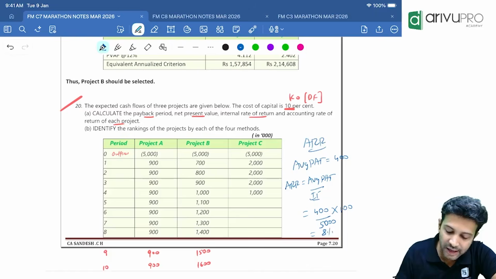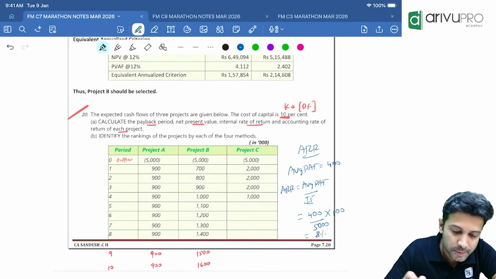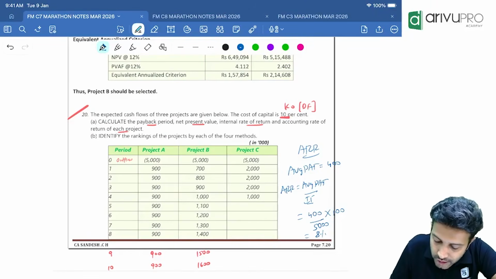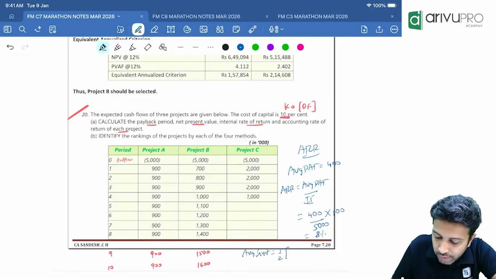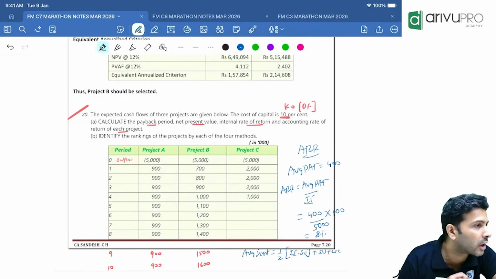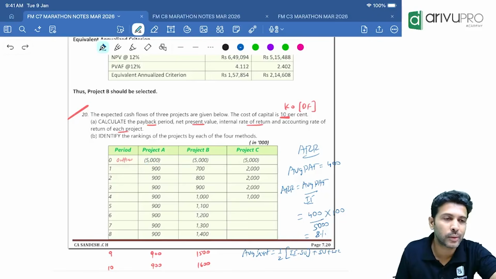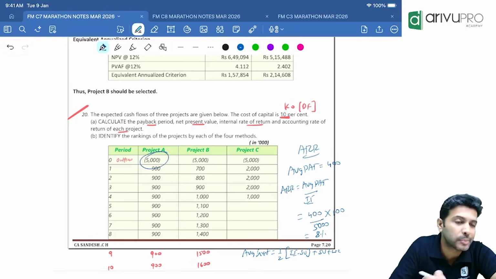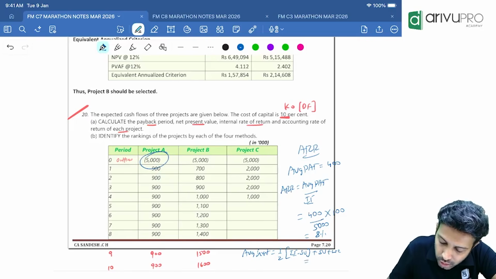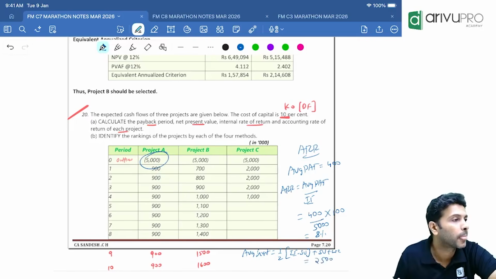That is using initial investment. Let's calculate using average investment. So first, how do you get average investment? What is the formula? Half of initial investment minus salvage value plus working capital. Here salvage value not given. What is initial investment? 5,000. Salvage value, working capital not given. So effectively you have to do half of initial investment. That's all it is. How much is that? 2,500. Everybody got it now.